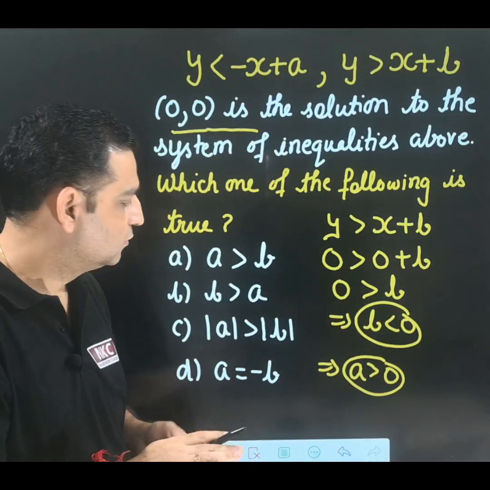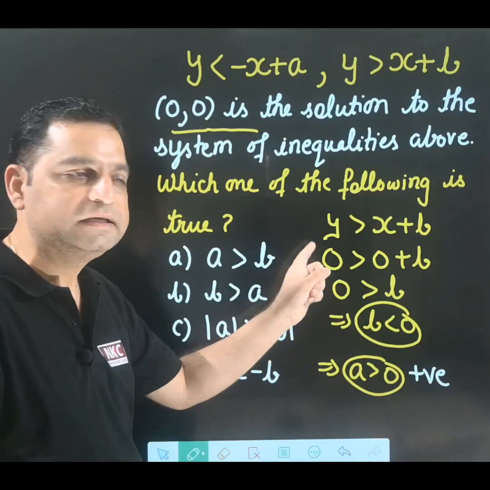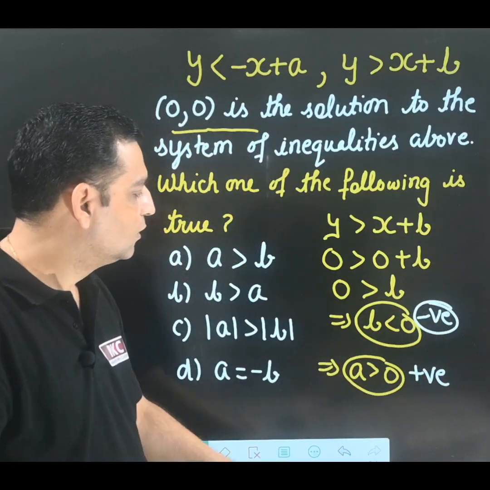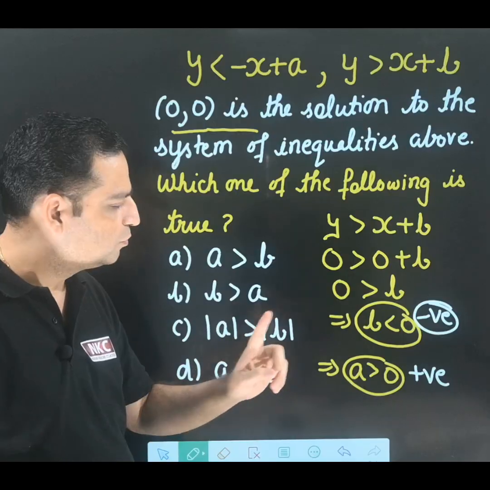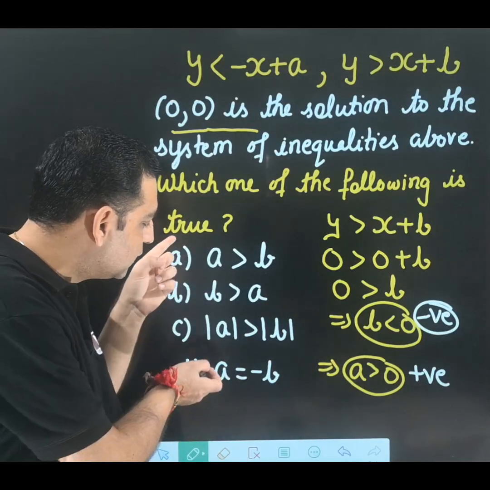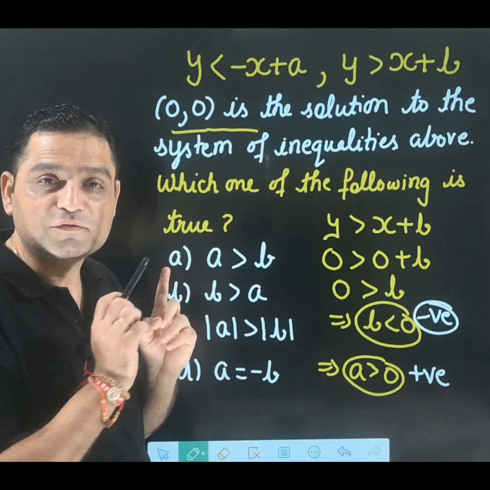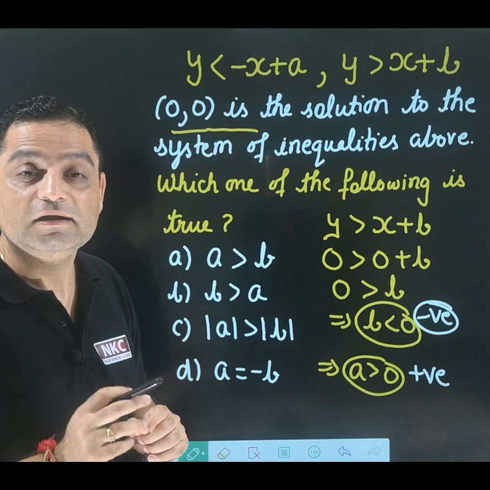Now you think of it. a is greater than 0 means a is positive. b is less than 0 means b is negative. Now try to find which option is true. I hope you are able to understand now and easily you can identify which one is correct. If you have identified it, write your answer in the comment box and let us compare.